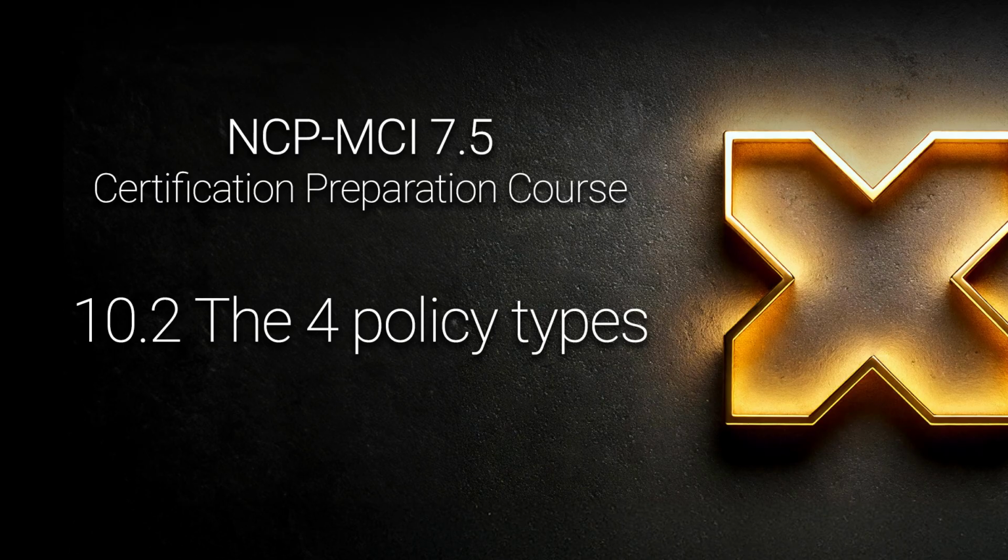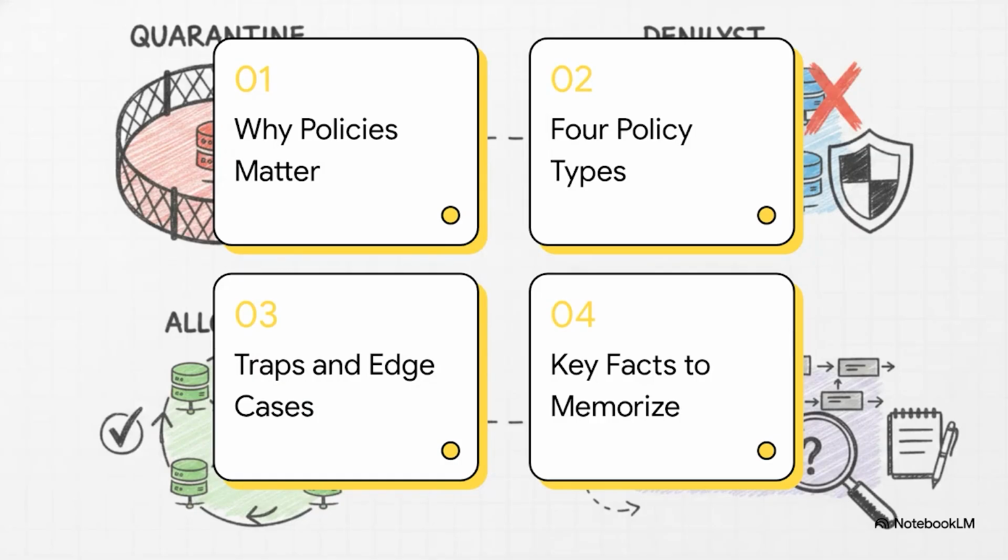If you're an infrastructure admin gearing up for the Nutanix NCP-MCI 7.5 certification, you are in exactly the right place. Today, we're going to set a steady, deliberate pace to completely master Objective 10.2. This covers Flow Network Security and, most importantly, the 4 distinct policy types that you absolutely need to know inside and out. So grab your notepads because we're going to break this down logically and make sure you are 100% prepared. Okay, let's dive into this.